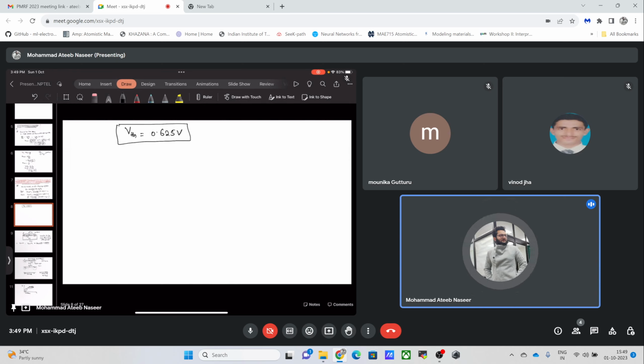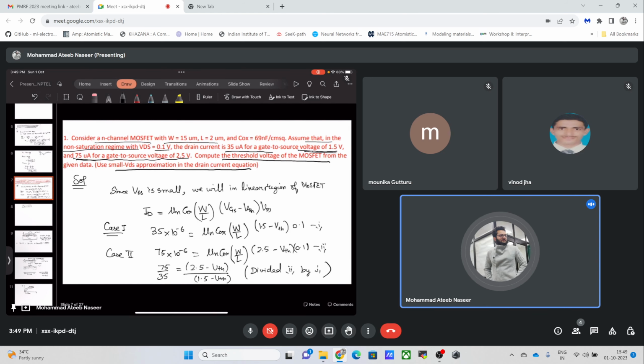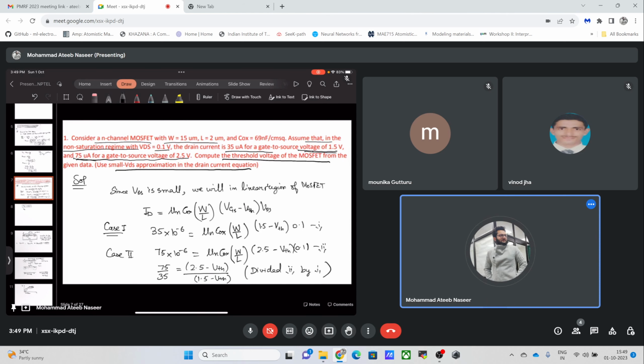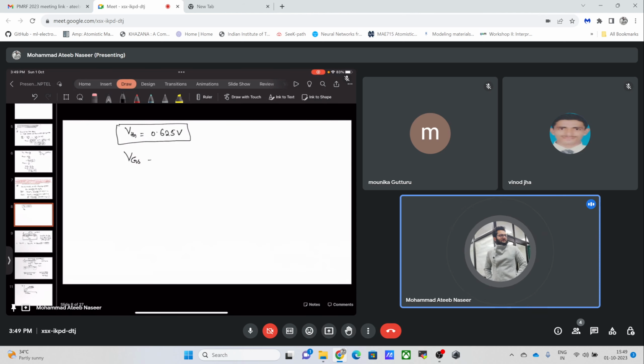Now let's check the options. Okay, there are no options, so the value for this threshold voltage came out to be equal to 0.625. So clearly, VGS in both cases is 1.5 and 2.5. Let us take the 1.5 case, which is the minimum one. VGS minus VTH will be 1.5 minus 0.625.